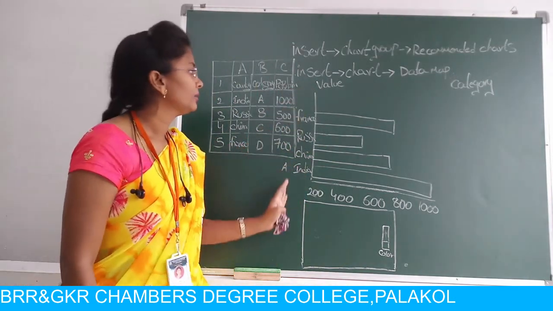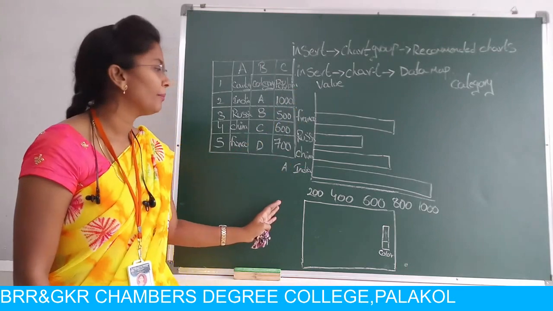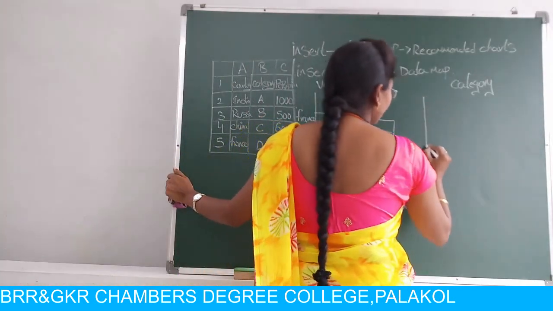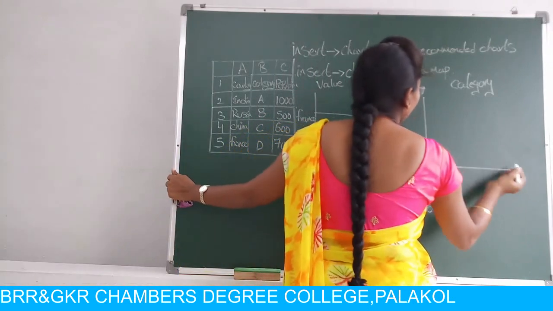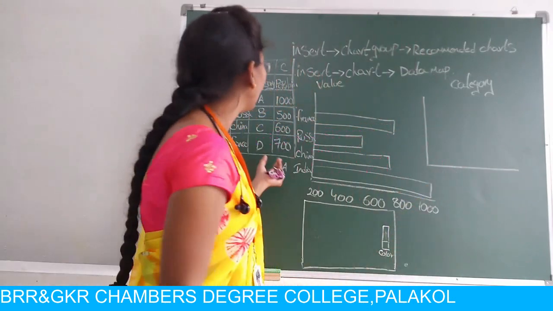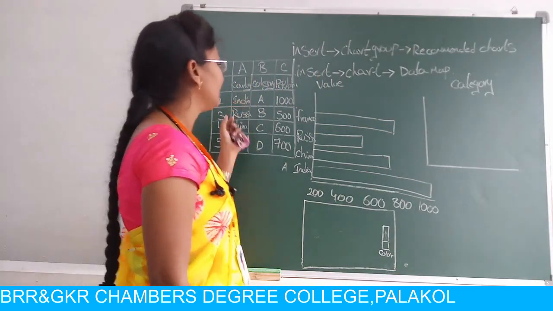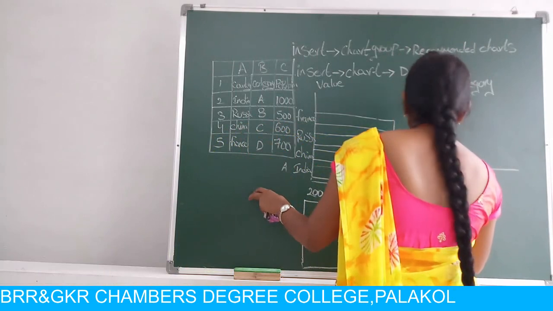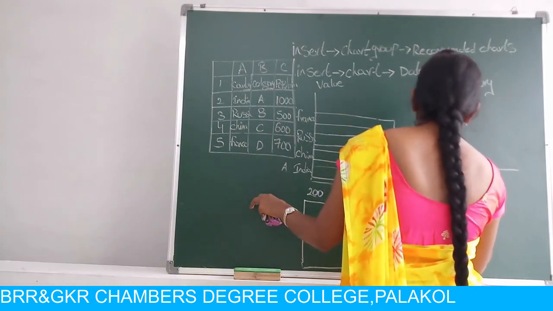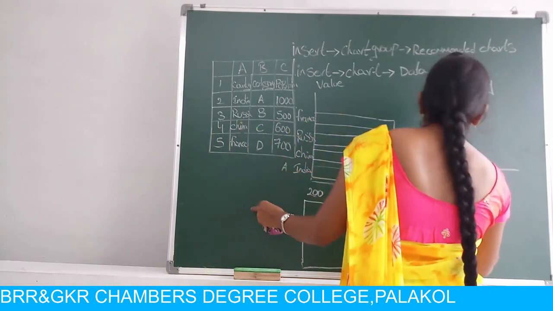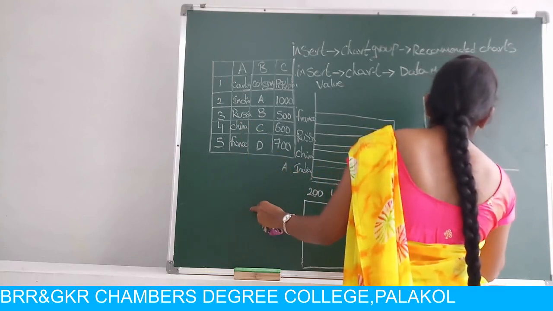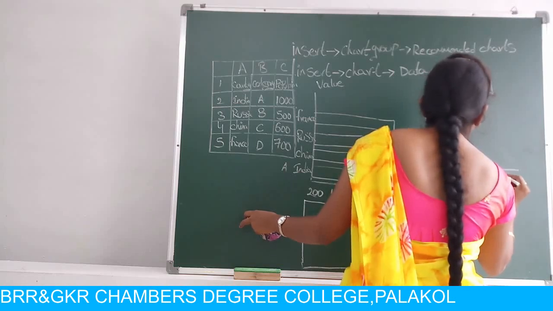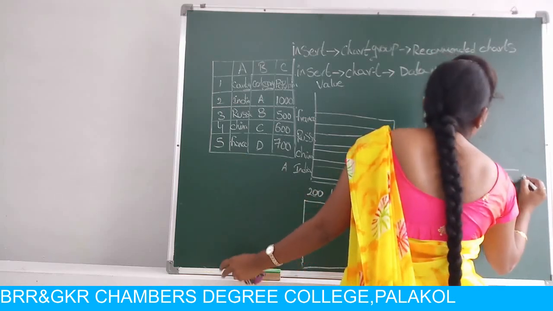This is the way that represents the value map. And the second one is category. In this category, it will show the chart like a column, and then the country names: first India, and then Russia, and then China, and then France.